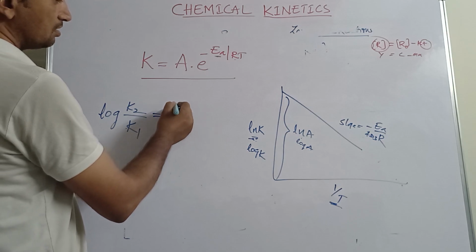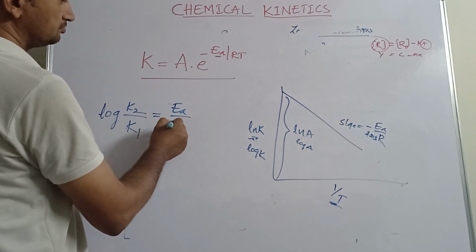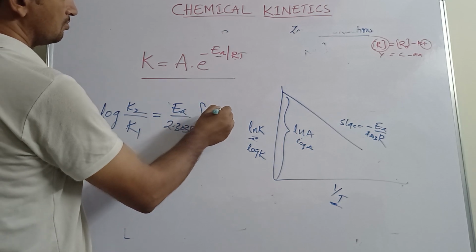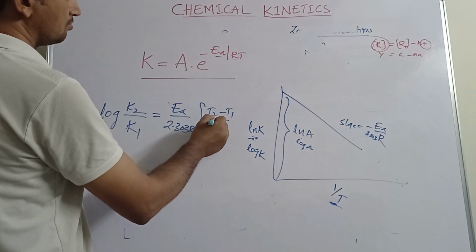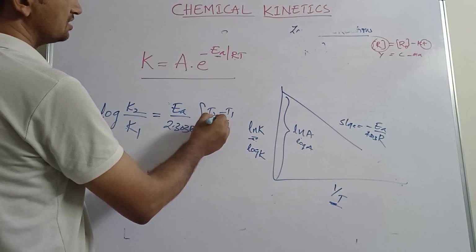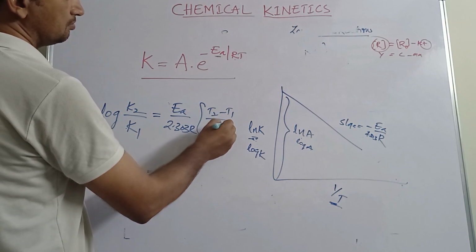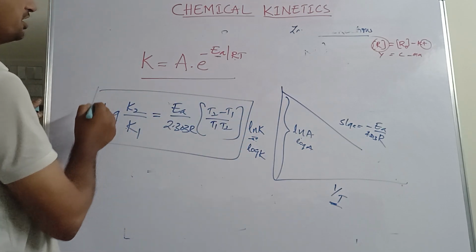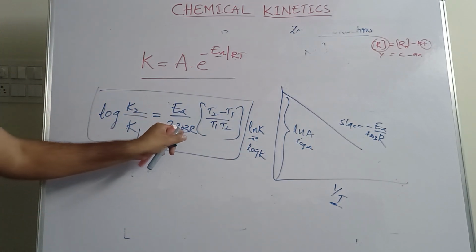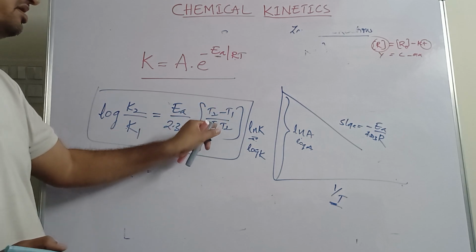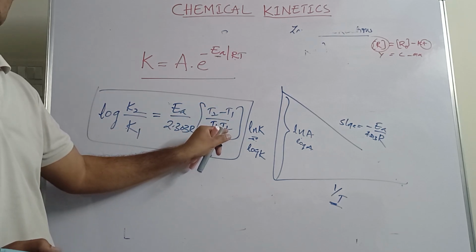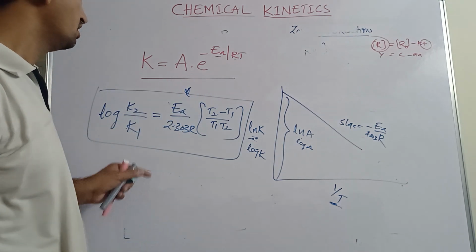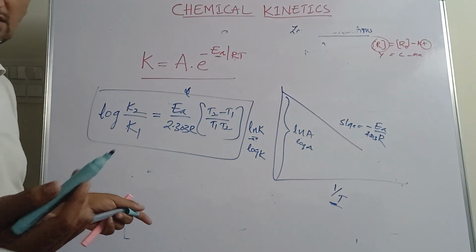Here you can say the relationship is log k2 by k1 equals Ea by 2.303 R into T2 minus T1 by T1 T2. So based on this, they asked one problem also. They have given one problem. You can go through the problem.